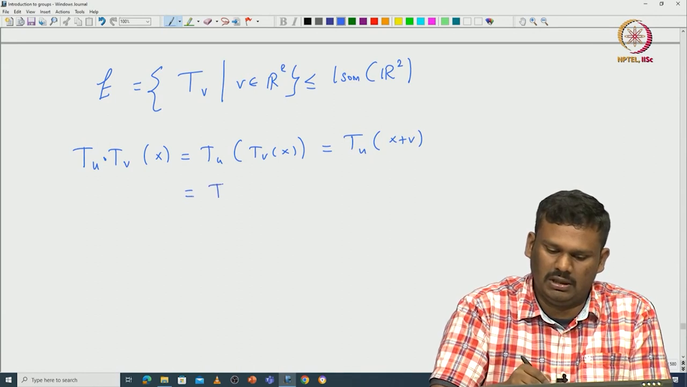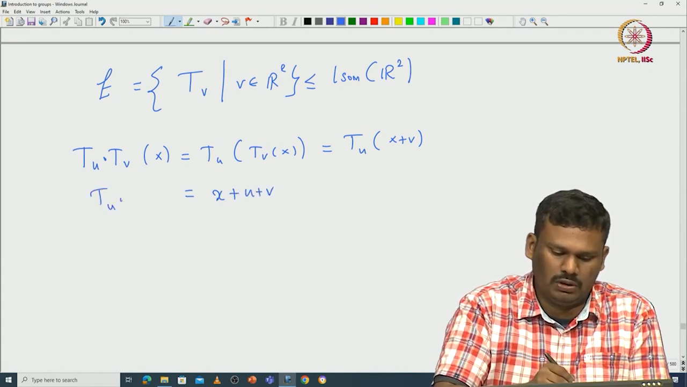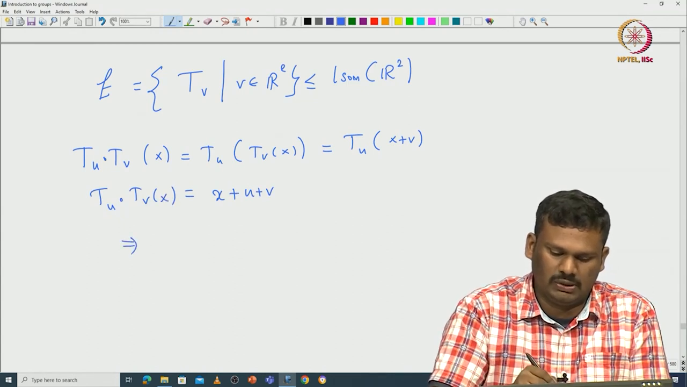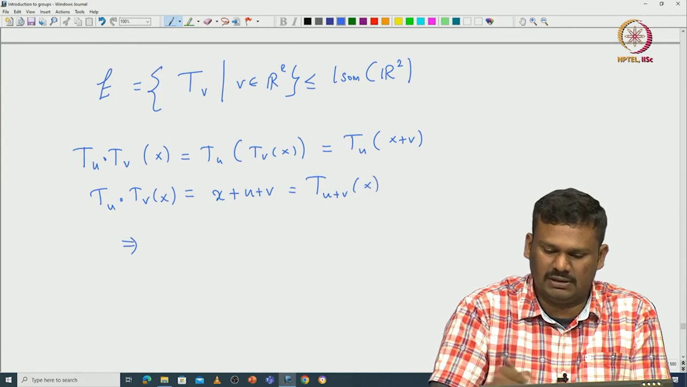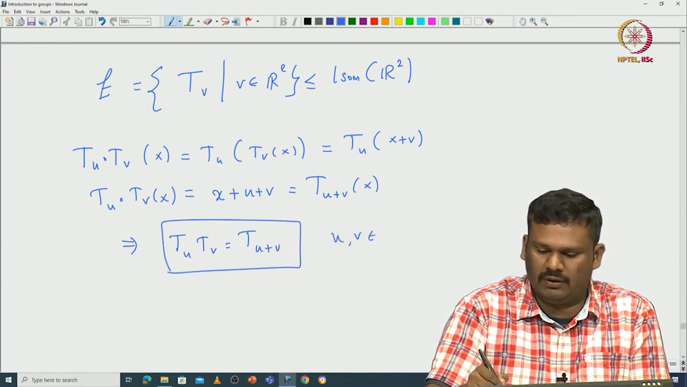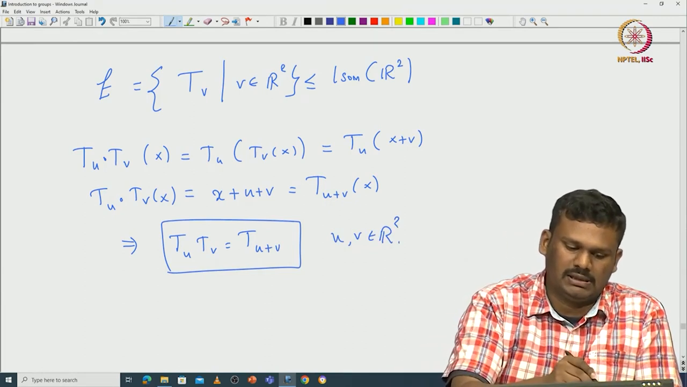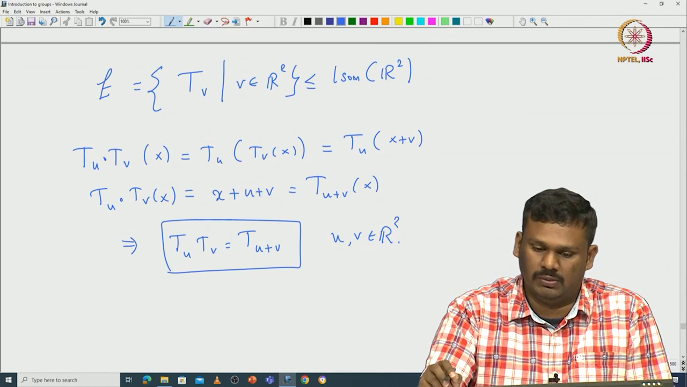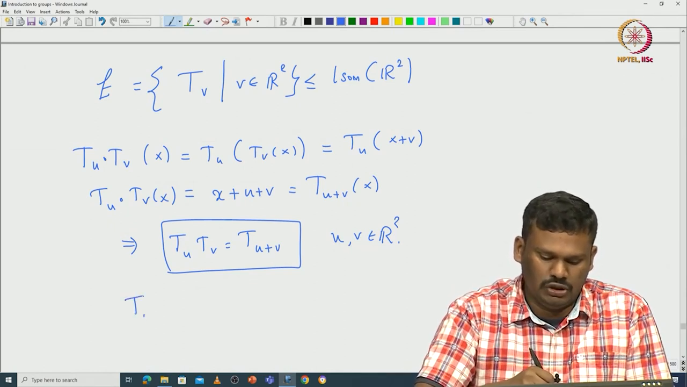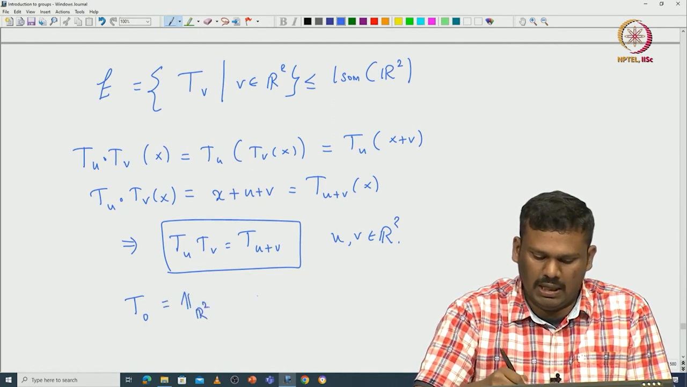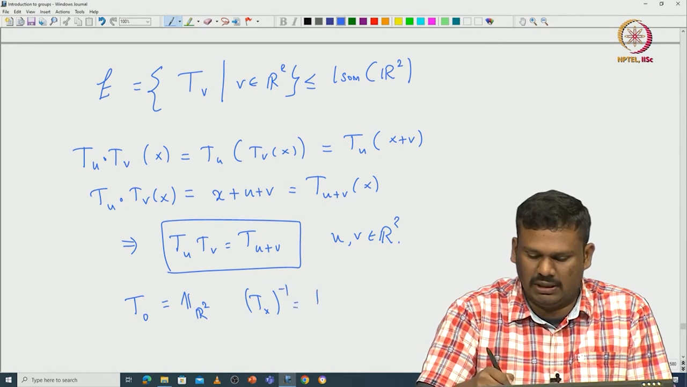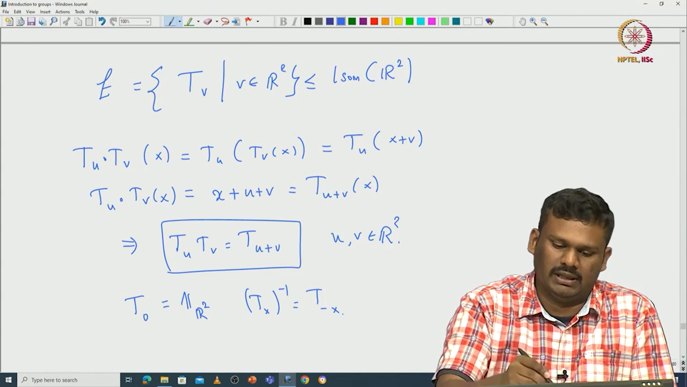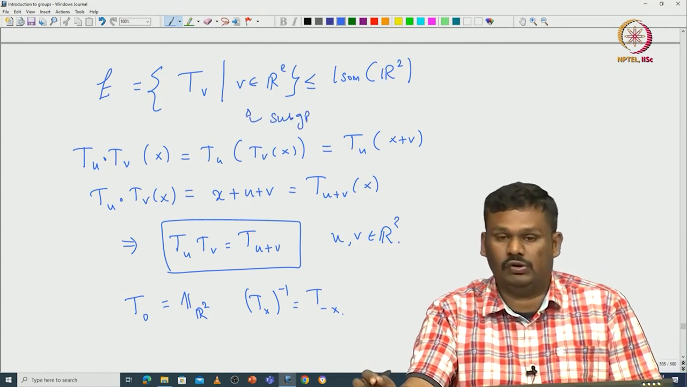So then this is going to be x plus v plus u, which is your T_u composition T_v of x. This tells you that this is the same as T_(u+v) of x. So that means T_u composition T_v is nothing but T_(u+v), and this is true for all u, v from R2. In particular, this curly T, consisting of all translations, is indeed a subgroup of isometries of R2. Because when you take v equal to 0, T_0 is going to be the identity of R2, and if you take the inverse of T_x, that is going to be T_(-x). From that you can conclude that this is indeed a subgroup of the isometries of R2.